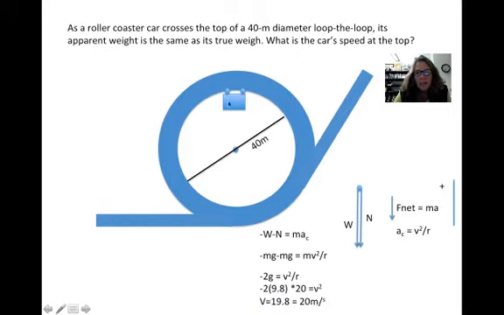That's how fast this thing needs to be going right here in order for the apparent weight to equal the true weight.